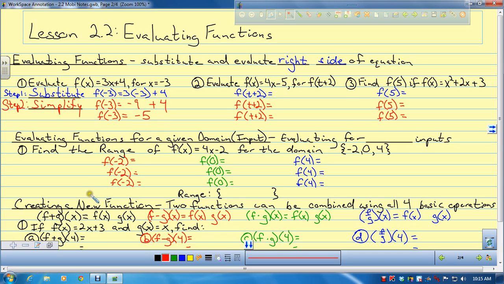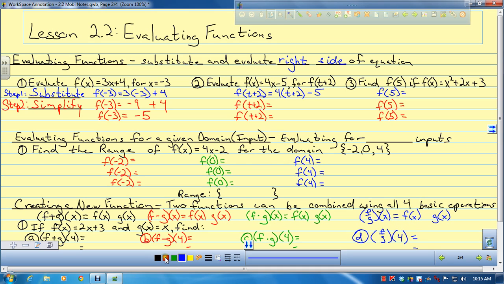Okay? So let's take a look over here at the next one. It says evaluate f of x equals 4x minus 5 for f of t plus 2. Now, what that is doing is substituting t plus 2 in for x. Okay? So by substituting, here's what we're going to do. We're going to have 4 times what x is equal to now, and instead of x, we've got t plus 2. So t plus 2. And then I have to continue on and have minus 5.